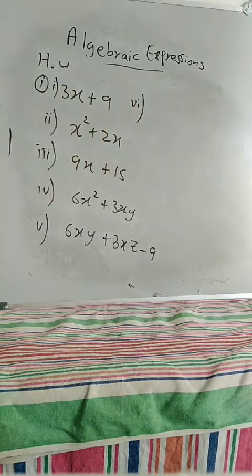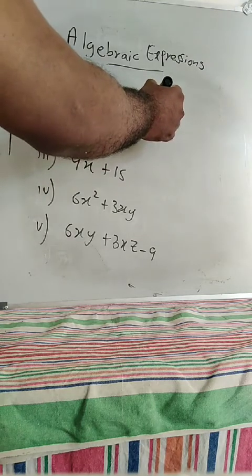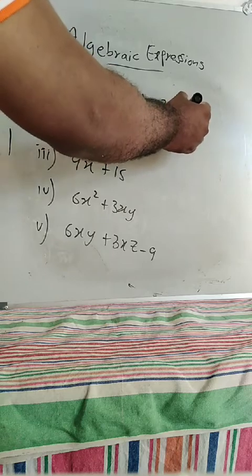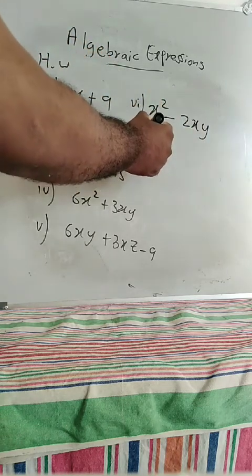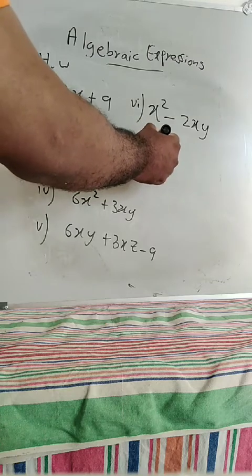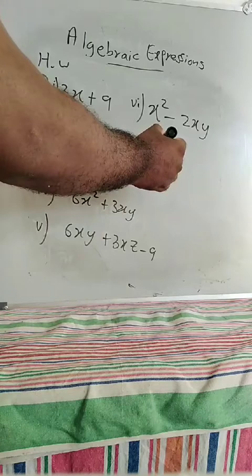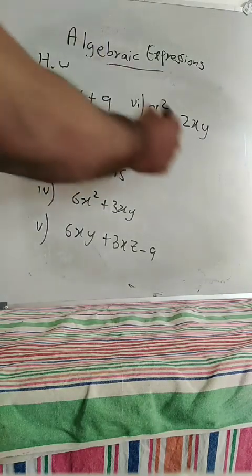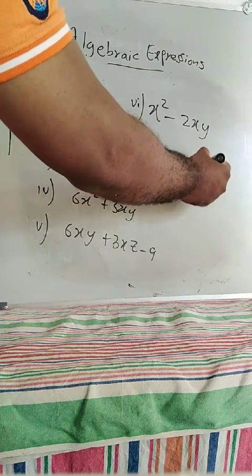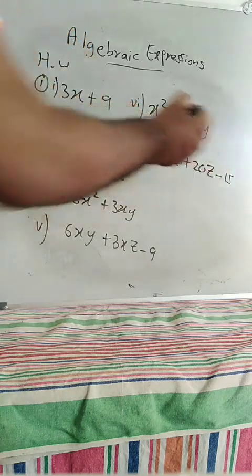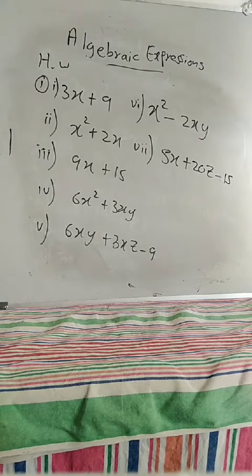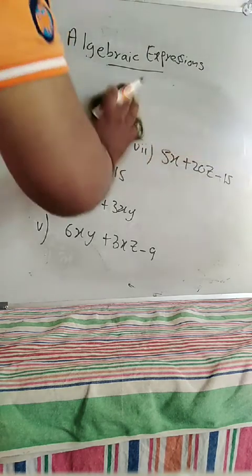Sixth one, x squared minus 2xy. Seventh one, 5x plus 20z minus 15. Right, okay. Did you write this? Right, okay.